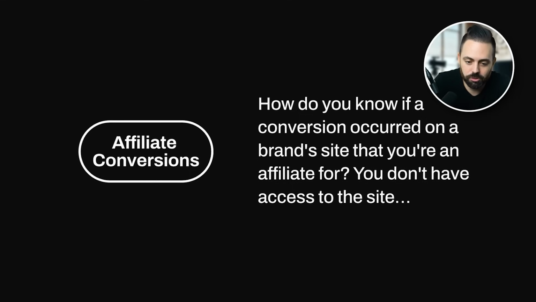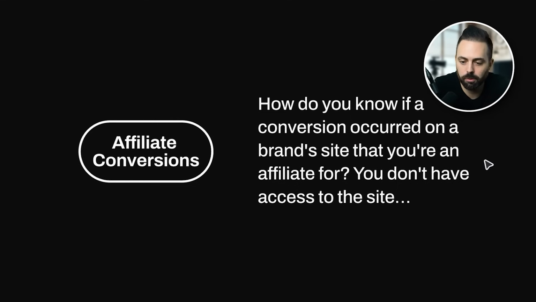Now, so how are conversions tracked? The question is, how do you know if a conversion occurred on a brand site that you're an affiliate for? You don't have access to the site. We can't just set up a conversion tracking pixel on a site that we don't own. How is that done? That is done with one of two ways, APIs or postback URLs.